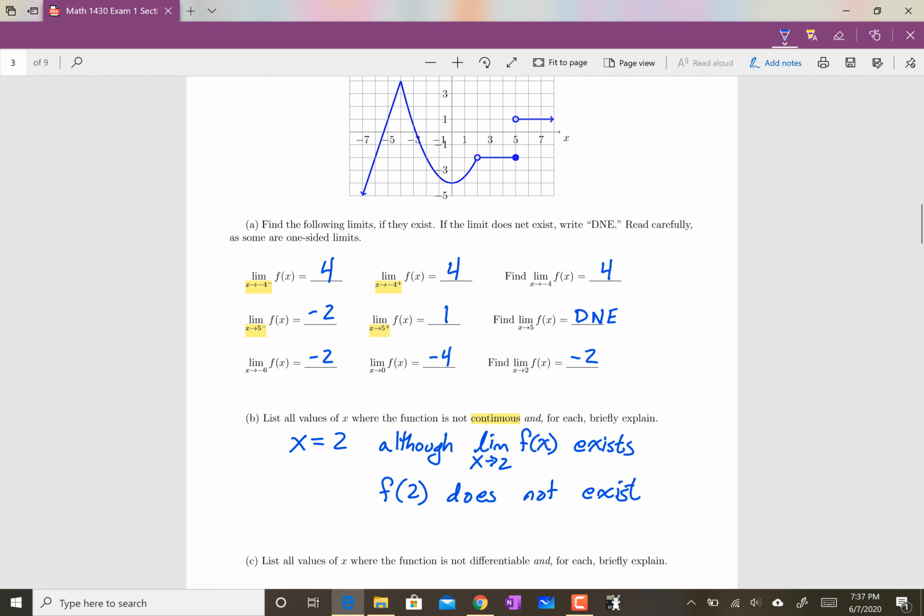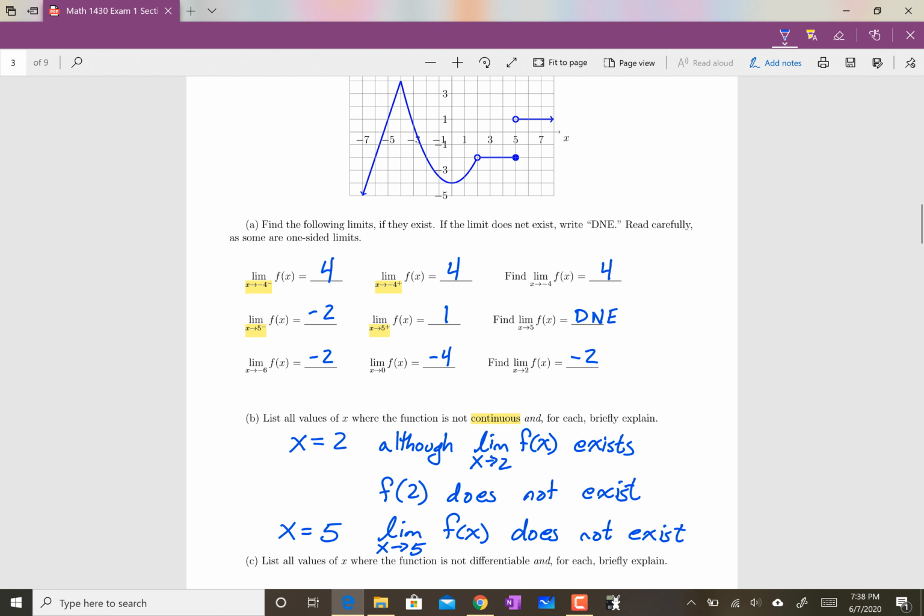The second place our graph is not continuous is when we see the jump in the graph, and that occurs when x is equal to 5. When x is equal to 5, unfortunately, the limit as x goes to 5 of f of x does not exist. You'll notice the function value does exist. The function value f of 5 is -2. But the limit doesn't exist, and so we are not continuous.